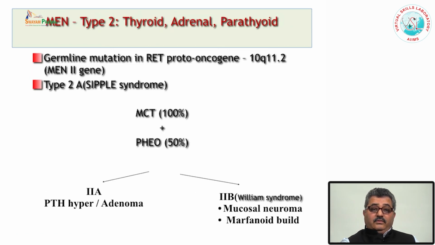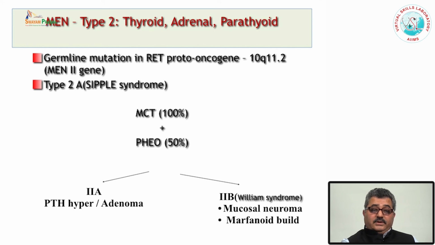In MEN2, the chromosome is 10q11.2, and there may be type A and type B, and the most common tumor is medullary carcinoma of the thyroid. It is very important to diagnose this syndrome because most of the patients die of medullary carcinoma of the thyroid, and this is the one condition where prophylactic thyroidectomy is indicated. They are associated with pheochromocytoma.